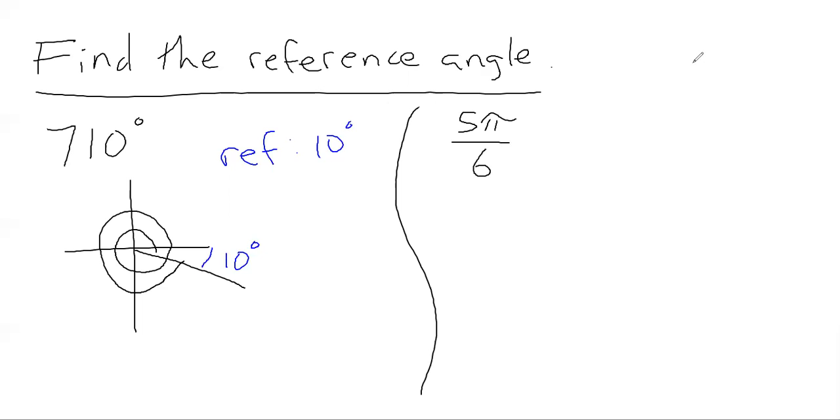Now, that may look like a negative 10-degree angle because we're going down, but reference angles are always positive angles, regardless of their location or the direction that they went. We refer to a reference angle as a positive angle.